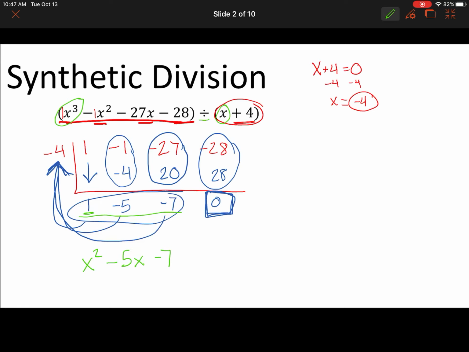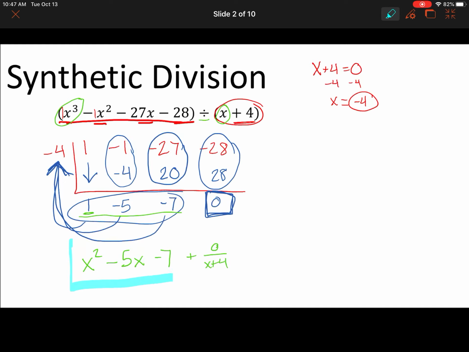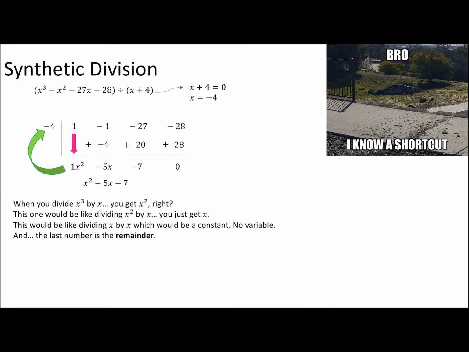I don't have a remainder, but if I did, I would do the same thing with it as I did with long division. So I just put +0 or whatever the remainder is over whatever I'm dividing by. In this case, it would be x plus 4. But since it's 0 for us, our answer is just going to be this part right here. So there's synthetic division. It is a little bit more condensed, just using the numbers, which some people like. But again, it doesn't always work, and we will talk later about when it does not work. But let's do another example.